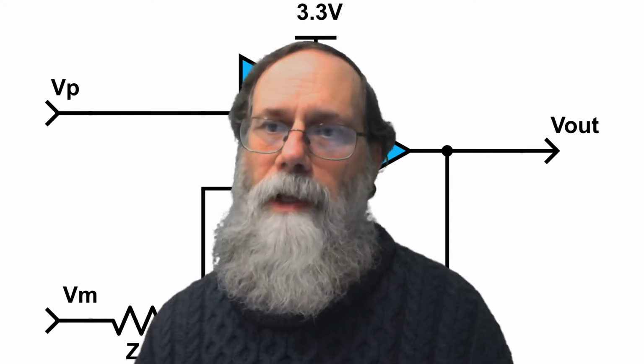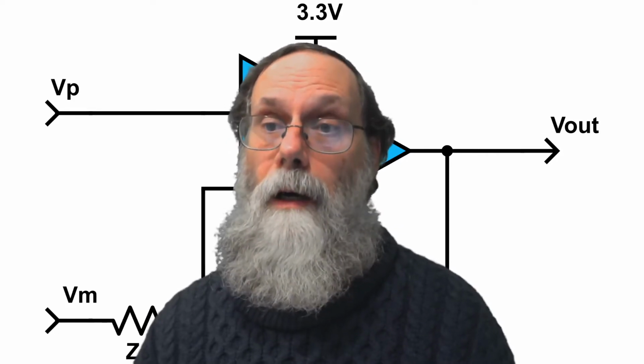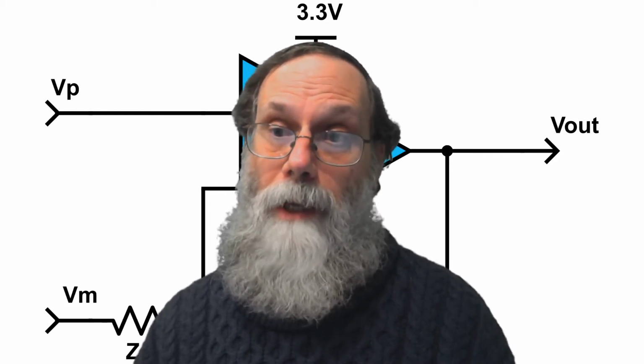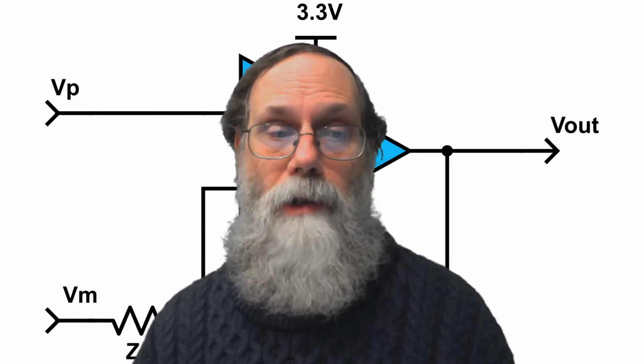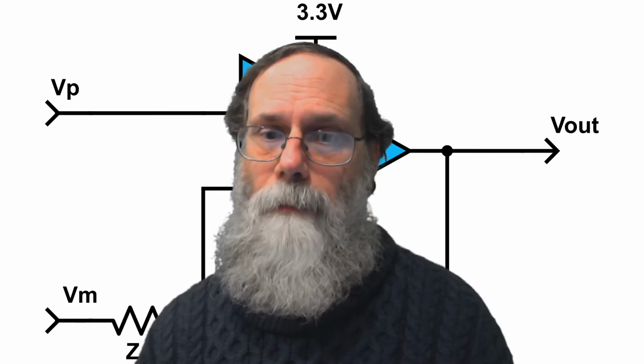This video is about the effect of the gain bandwidth product of op-amps on negative feedback amplifiers built from those op-amps. It corresponds to section 19.5 of the Applied Analog Electronics textbook.